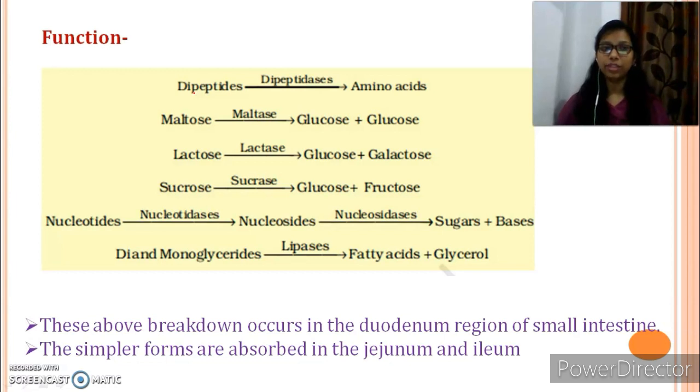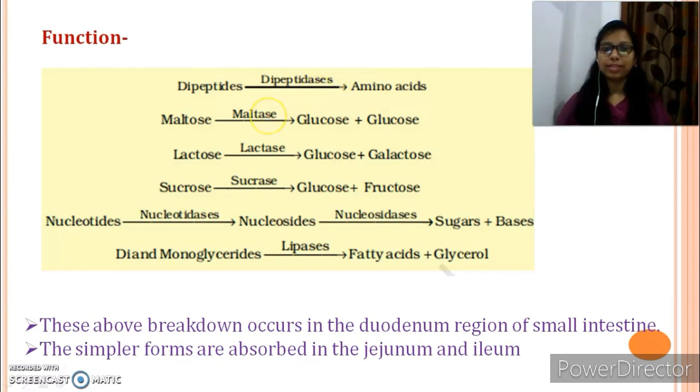Okay, so let's see the function of enzymes present in succus entericus. The first one is dipeptidases. Okay, so the dipeptidases will act on dipeptides, which are the broken form of proteins, and convert it into the simplest form of proteins, which is the amino acid. Okay, means the dipeptidase will convert the broken form of proteins, means dipeptides, into amino acids, the simplest form of proteins. After that, this amino acid will be absorbed into the body.